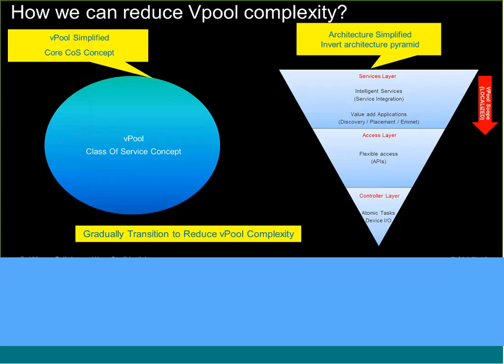And the red arrow which I'm showing here means that the vpool scope has to be localized. Earlier the vpool scope was global. It is going down the pyramid. We have to restrict it right up to the service layer, not beyond that. It's very complex, so it has to be gradually transitioned to reduce the vpool complexity. Things will not happen just over a period of time. It will take its own course of action. So how we can achieve that, I am going to talk about.